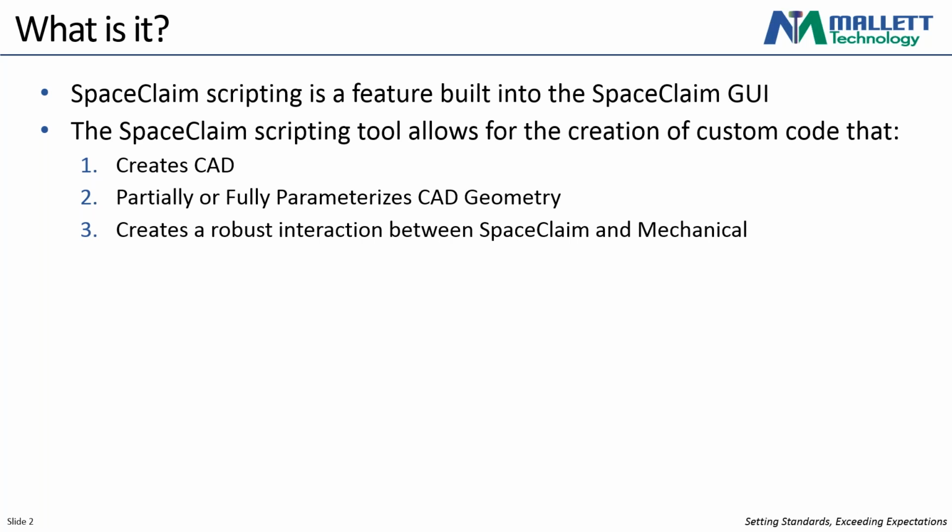And then finally, if you do decide to create a parameterized model in SpaceClaim, the largest benefit, as I see it, is that you can create a very robust link between SpaceClaim and Mechanical. You can recreate your geometry, deleting everything and recreating it all with changing variables for different things, and still maintain all your links between SpaceClaim and Mechanical and not have to relink everything. I'll talk about how SpaceClaim does that.